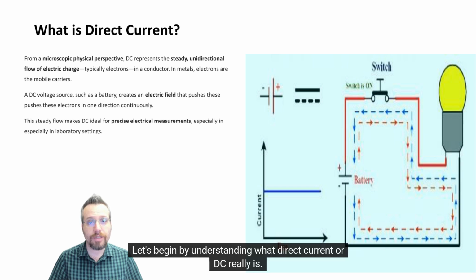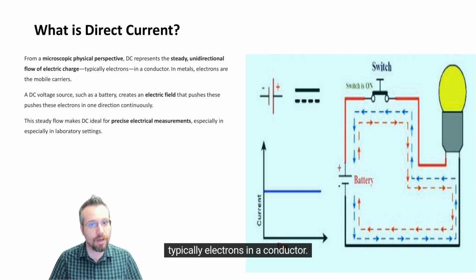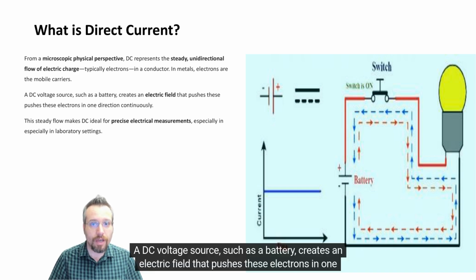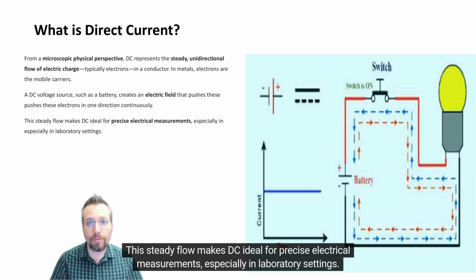Let's begin by understanding what direct current or DC really is. From a microscopic physical perspective, DC represents the steady unidirectional flow of electric charge, typically electrons in a conductor. In metals, electrons are the mobile carriers. A DC voltage source, such as a battery, creates an electric field that pushes these electrons in one direction continuously. This steady flow makes DC ideal for precise electrical measurements, especially in laboratory settings.